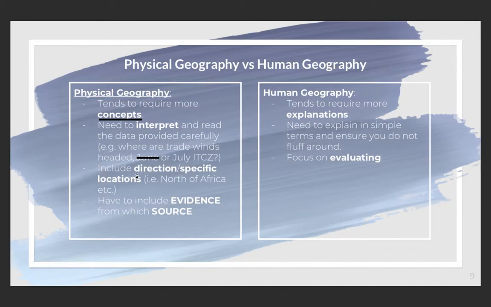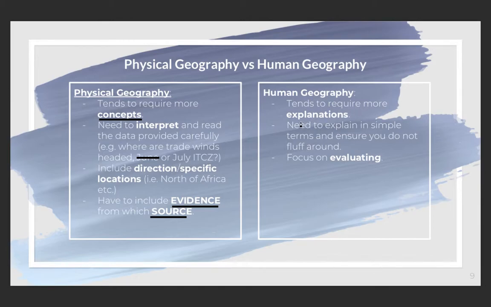You need to include directions, as well as specific locations. For example, the north of Africa has rainfall at a certain period of time, or the south of wherever is experiencing cyclones. You also have to include evidence from whichever source. So always quote the source which you are giving your evidence from. For example, as seen from extract something, as seen from resource what, then you quote the evidence found there.